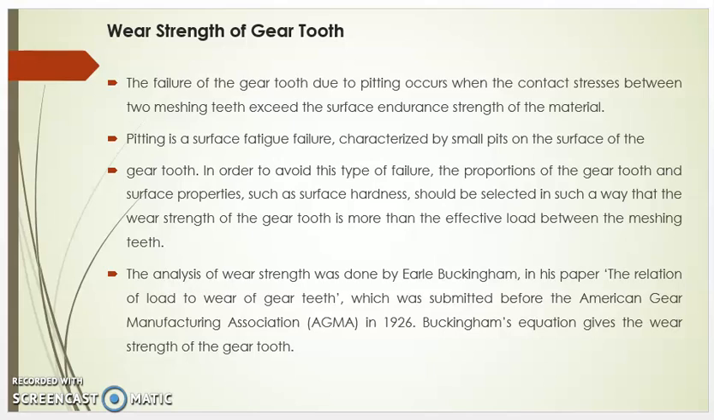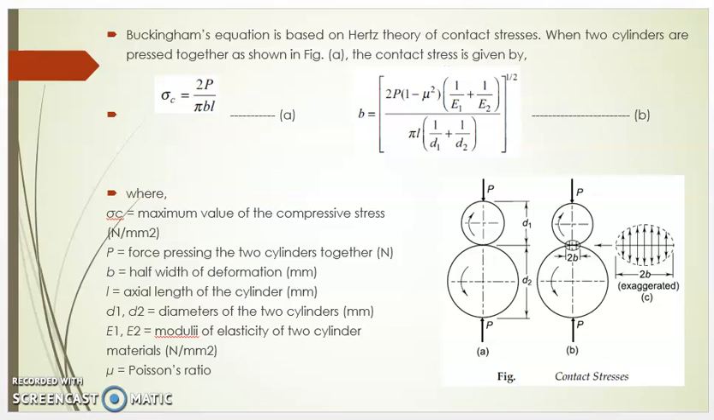The analysis of wear strength was done by Earle Buckingham in his paper The Relation of Load to Wear of Gear Teeth, which was submitted before the American Gear Manufacturing Association, that is AGMA, in 1926. Buckingham's equation gives the wear strength of the gear tooth. Buckingham's equation is based on Hertz's theory of contact stresses.